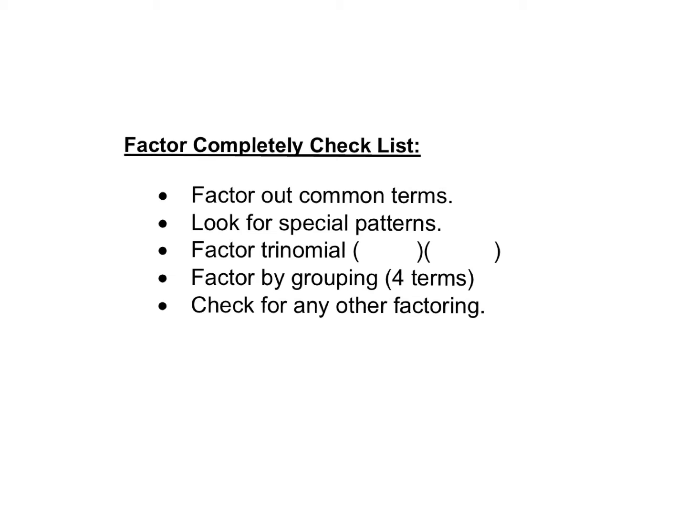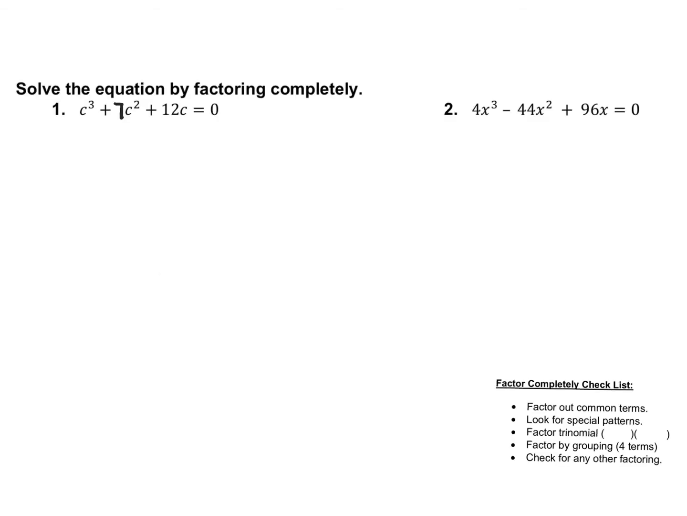We'll factor a trinomial. Those have got the 3 terms. Remember to do that. We will be making the 2 sets of parentheses. We will factor by grouping. We do that when we have 4 terms. And then we check for any other factoring that we might be able to do. All right, so solve the equation by factoring completely.